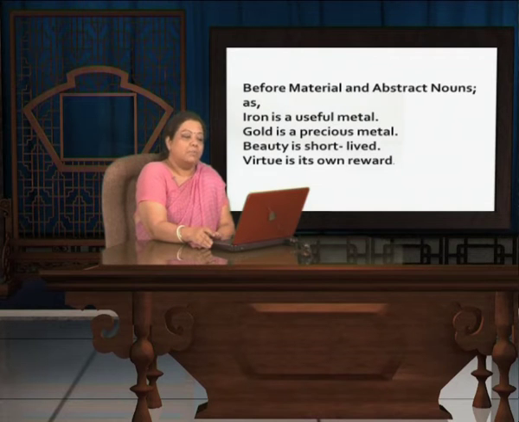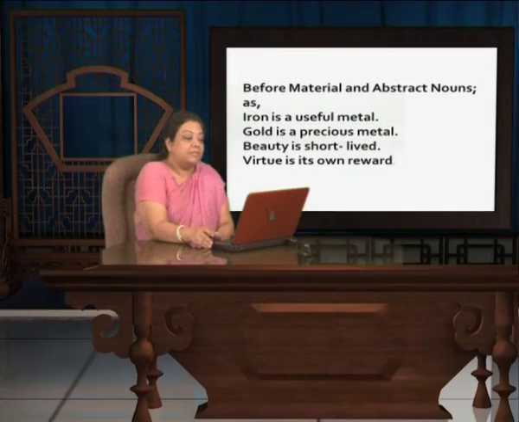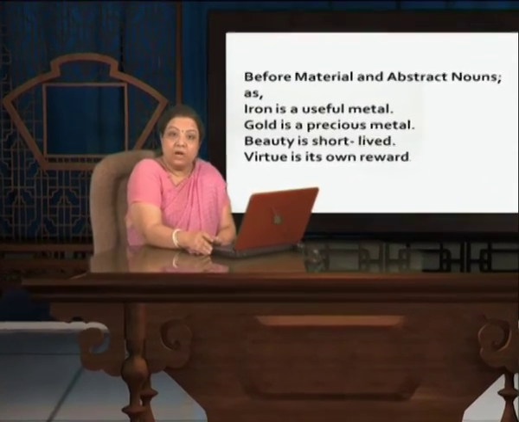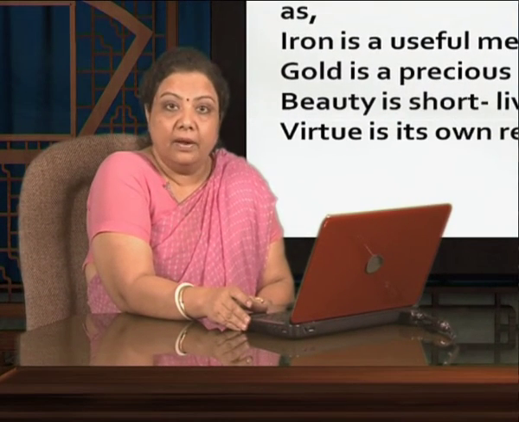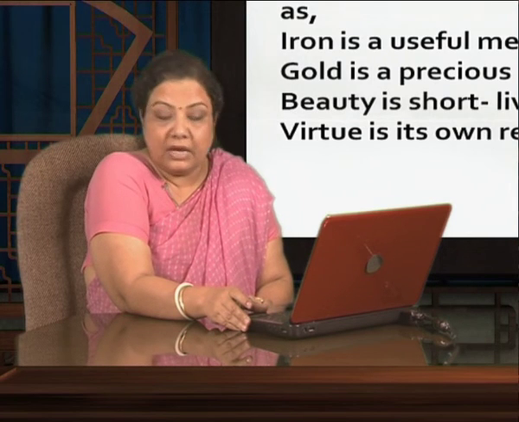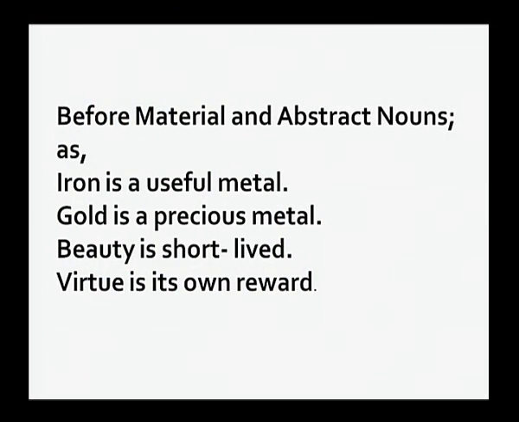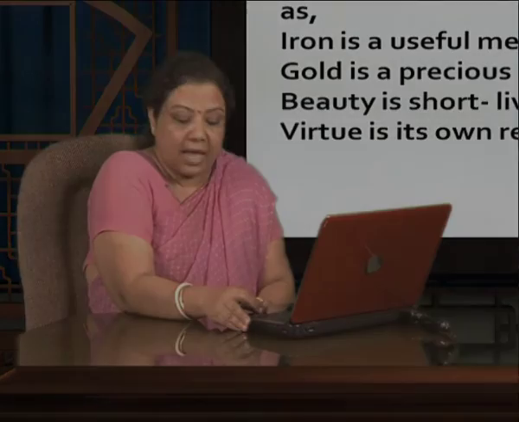Before abstract nouns or material nouns also, we never use an article. Iron is a useful metal. Students commit this mistake: if the word begins with I, a vowel sound, they might write an iron. That would be absolutely wrong. We never use an article before abstract nouns. Iron is a useful metal. Gold is a precious metal. Beauty is short-lived, or virtue is its own reward. All these are abstract nouns. We never use an article before that.